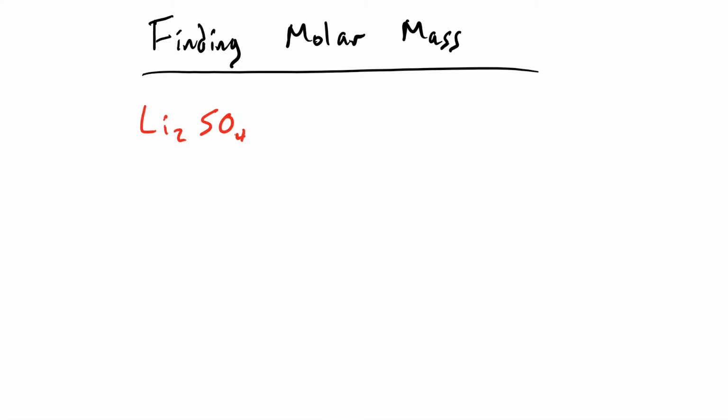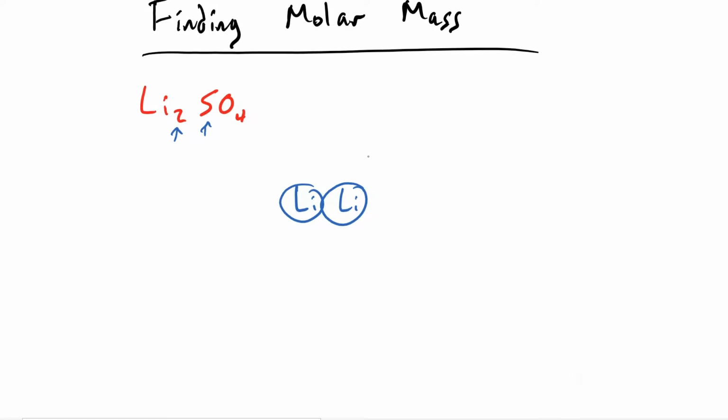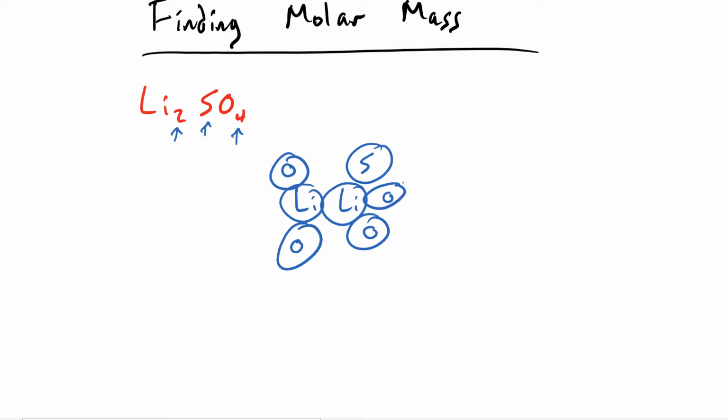Well, to start off, imagine what it looks like. This 2 right here says that we've got 2 lithiums, so I'm going to draw those. Here's one lithium, and here's another lithium. And then I've got to include a sulfur in here somewhere. There's sulfur. And then this 4 says that we've got 4 oxygens attached here. Now, I don't actually know how the oxygens are attached in this molecule, but I'm going to pretend like they're attached like such. Okay, so that's my lithium sulfate molecule.